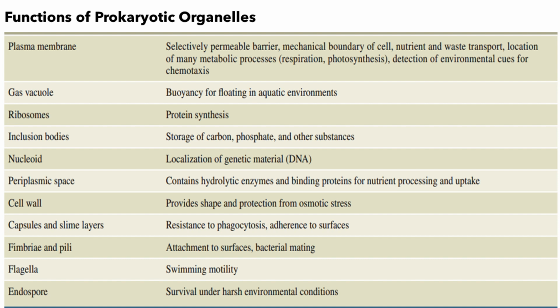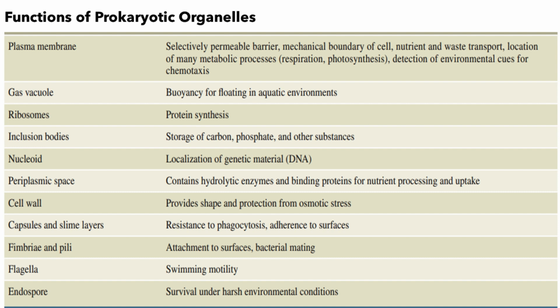Periplasmic space: contains hydrolytic enzymes and binding proteins for nutrient processing and uptake. Cell wall: provides shape and protection from osmotic stress. Capsule and slime layer: its function is resistance to phagocytosis and adherence to surfaces. Fimbriae and pili: their function is attachment to surface and bacterial mating. Flagella: their function is swimming, motility.